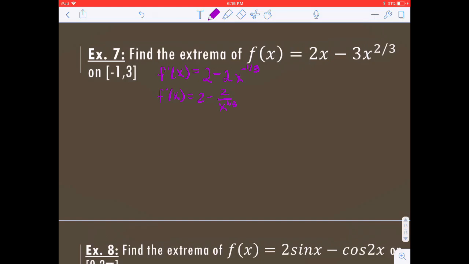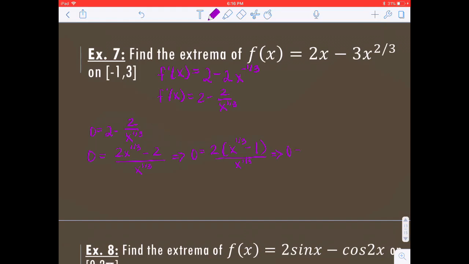And we want to find the critical numbers for this. So we need to set it equal to 0. So 2 minus 2 over x to the 1/3. We can do a common denominator, so 2x to the 1/3 minus 2, all over x to the 1/3, which is 0. Let's factor out a 2: x to the 1/3 minus 1, all over x to the 1/3.